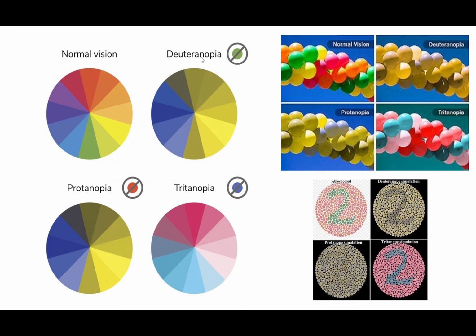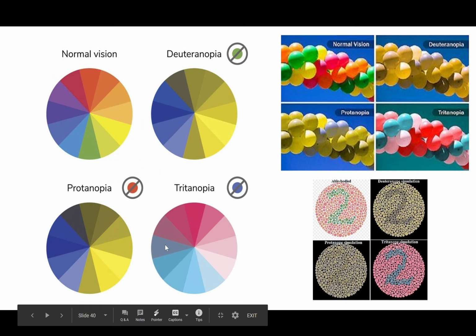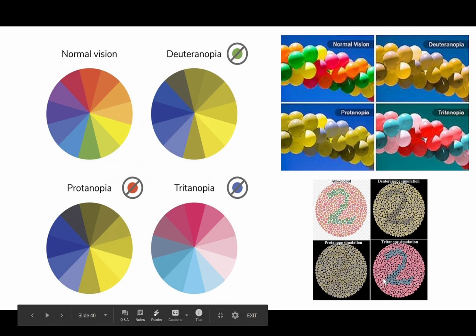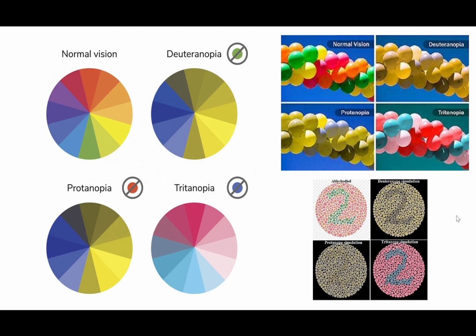Okay, deuteranopia and protanopia are pretty similar. Tritanopia is a little different, right? You can see the range here is very different. And then here are examples of what you would be seeing if you looked at these balloons, and what you would see if you were looking at one of those color blindness tests. You can also find videos of this, which is what I have here.